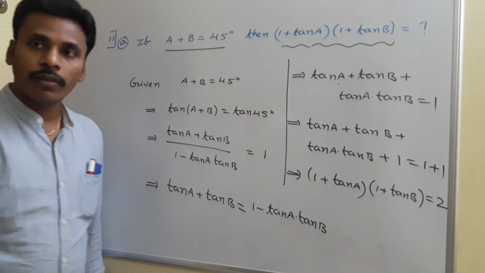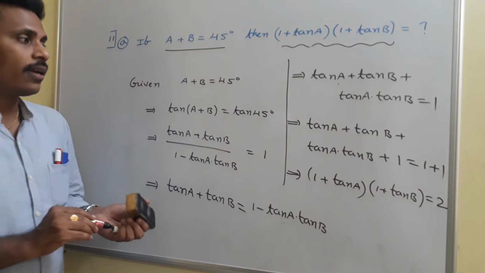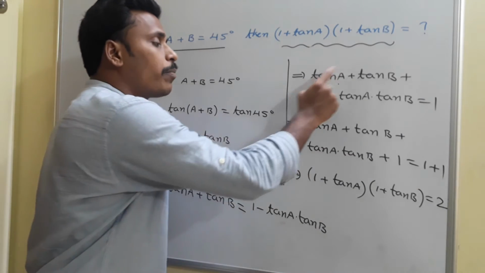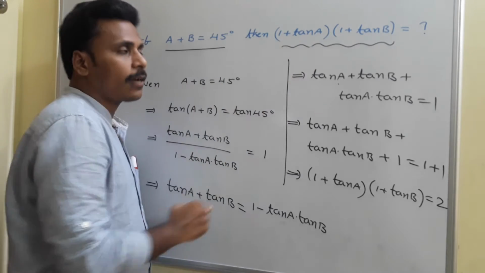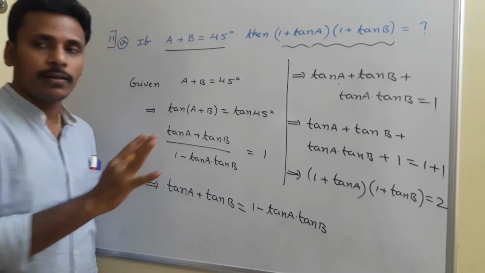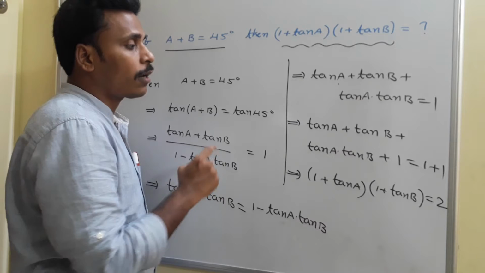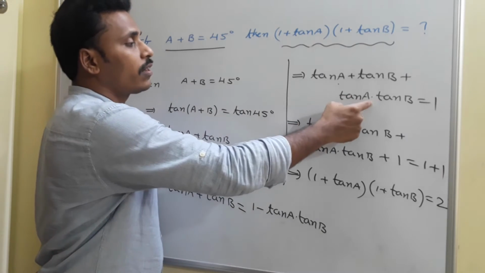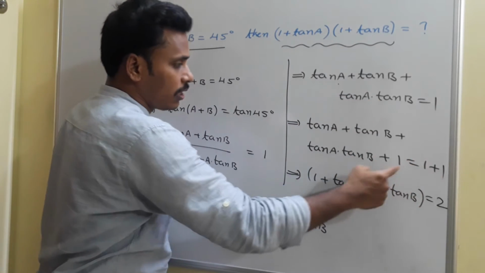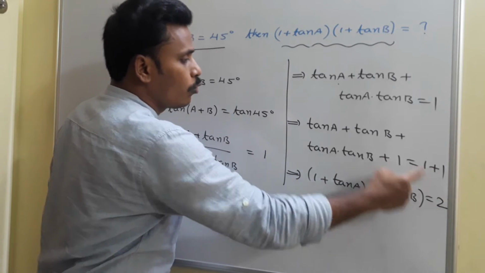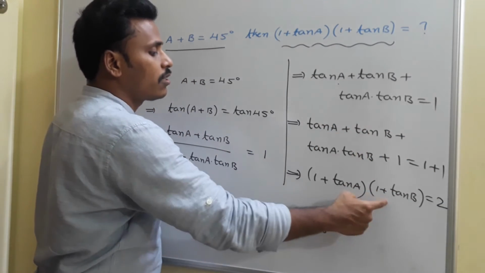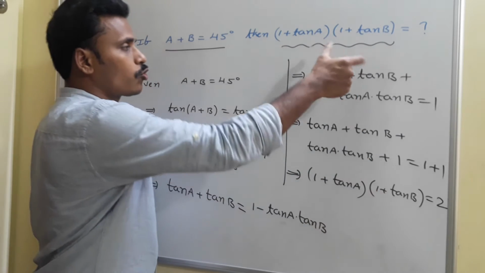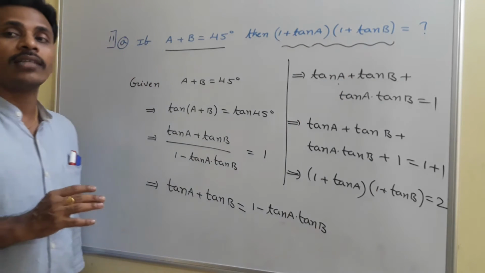Is it clear? Once again, have a look. Now I have here tan a plus tan b plus tan a tan b is equal to 1. Since this product contains 4 terms, we need one more 1 for this. So add 1 on both sides. So the right side is 2, and on the left side there are 4 terms. These 4 terms are nothing but this product. So again the product is 2. So at the end your answer is 2.